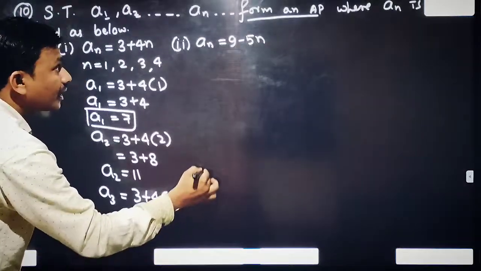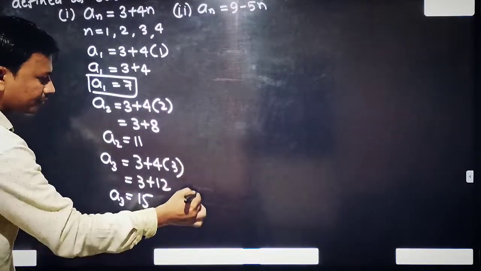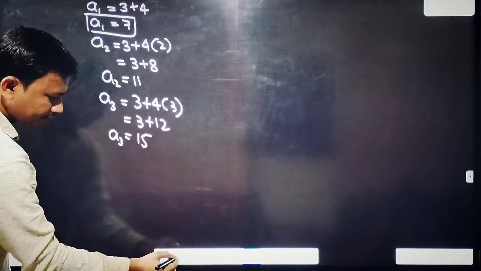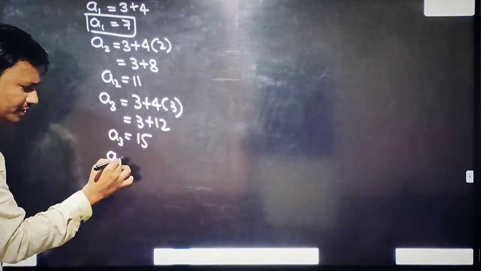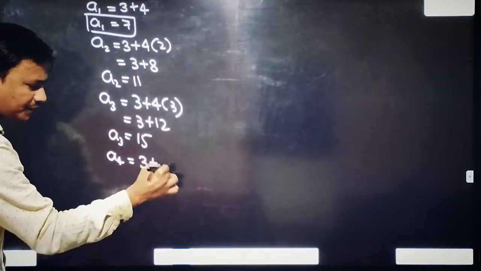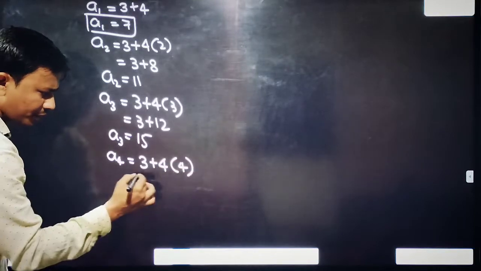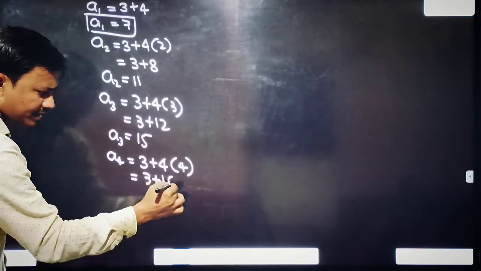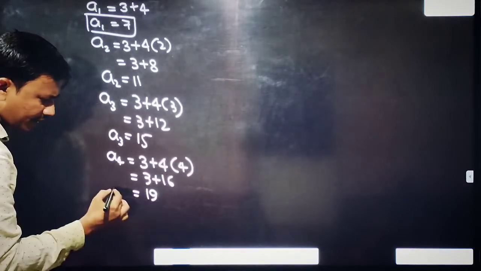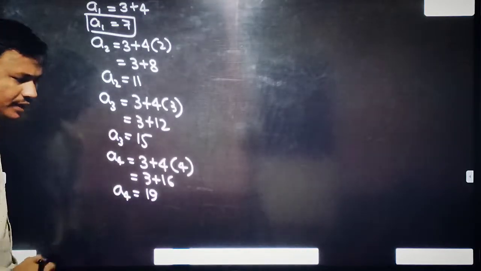Next, A4 is equal to 3 plus 4 in bracket 4. This is equal to 3 plus 16, which is equal to 19. A4 is equal to 19.